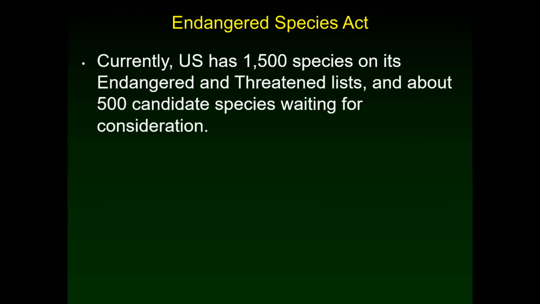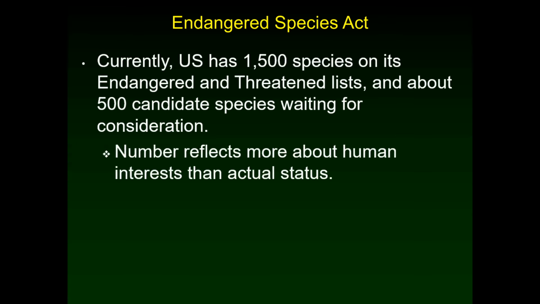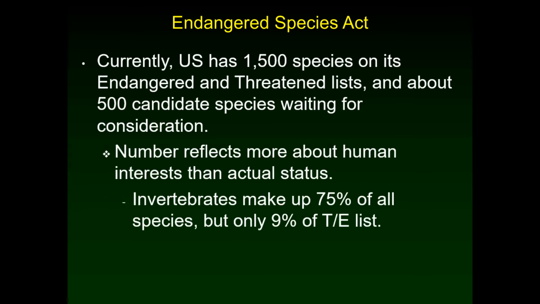Currently, the U.S. has 1,500 species on its endangered and threatened list, and about 500 candidate species that are waiting for consideration. The number reflects more about human interest than actual status. Invertebrates make up 75% of all the endangered species that are out there, endangered or threatened, but only 9% are on the TE list.